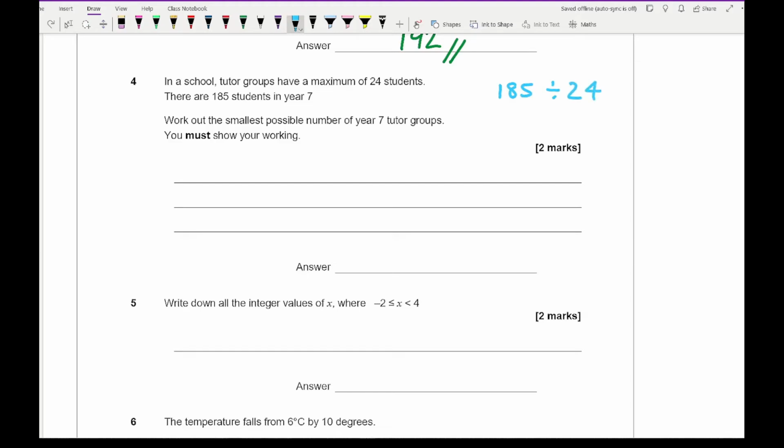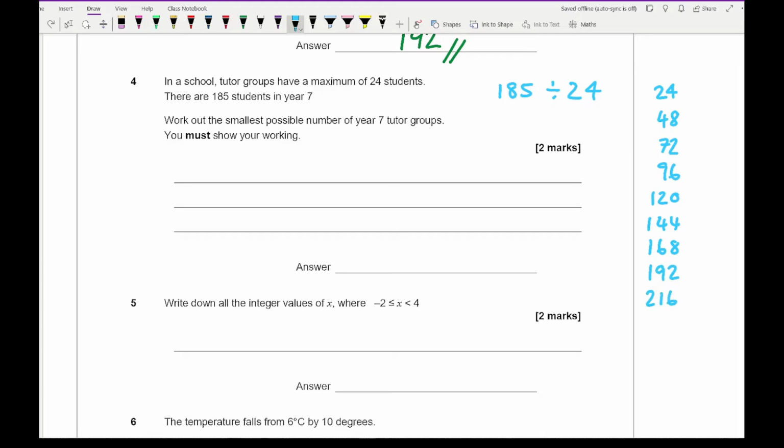So what we need to do here is do some long division. Now there are several ways in which we can do long division, but I always find that the quickest way is by doing the bus stop method. But again, if you've learned a different method, then that's going to be absolutely fine as long as you are getting the correct answer. And let me just finish writing up the 24 times table, and that's where we stop.